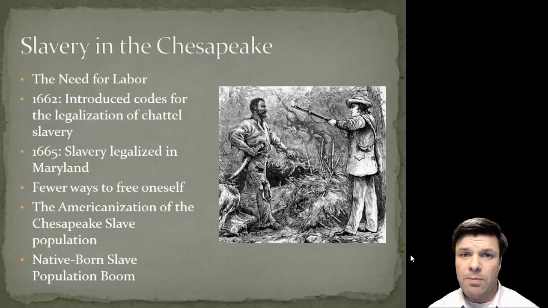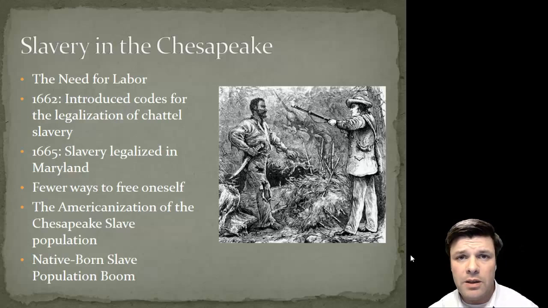These individuals that are going to be born to slave parents, similar to the Dutch counterparts, they will pass that condition on to their children. You see this legal system as it relates to slavery expand into Maryland in 1665. There are fewer and fewer ways to free oneself. Used to be that you might be able to purchase your freedom, or there were certain things that could get you out of that servitude. Those things are increasingly going away.